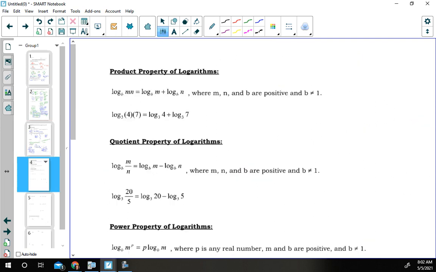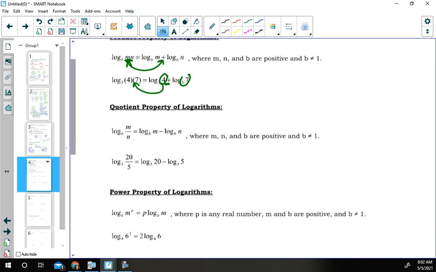All right, so here are our properties. I just said multiplication. We can separate it with an addition sign, or if you have an addition sign, we can bring it together with multiplication. So if I have things being added, I can actually take that 4 and that 7 and multiply them. Division works with subtraction. So if I have 2 things being subtracted, I can take that 20 and that 5, and I can actually divide them to condense it down or to expand it.